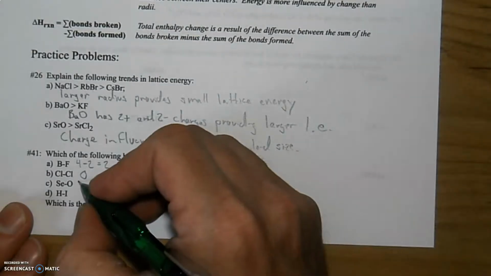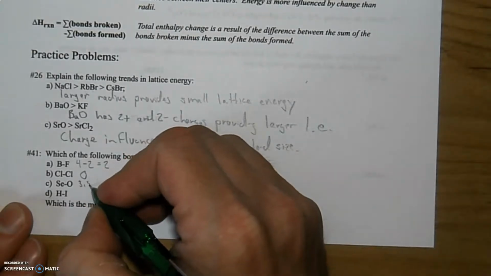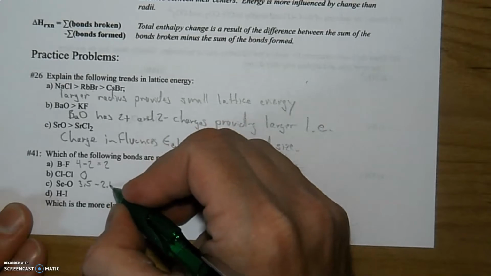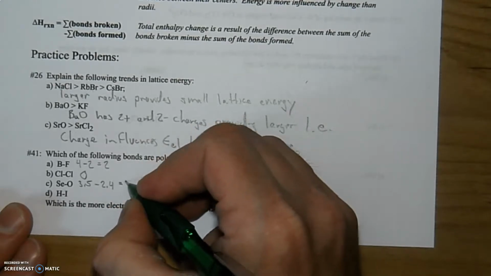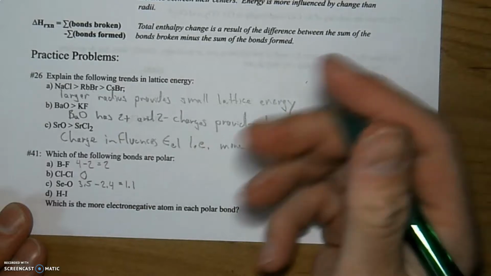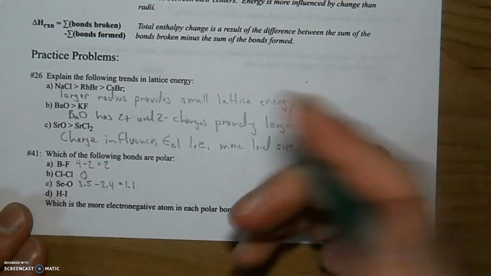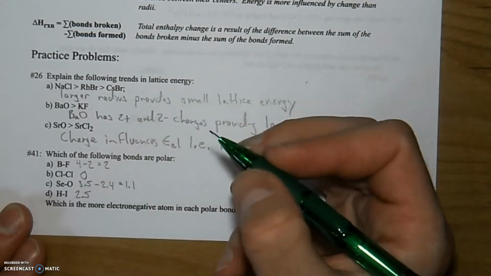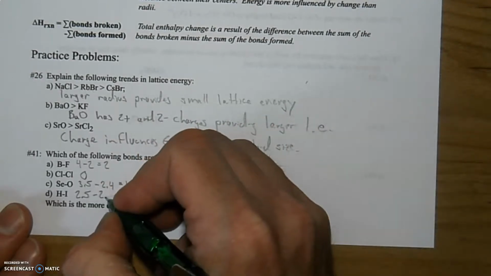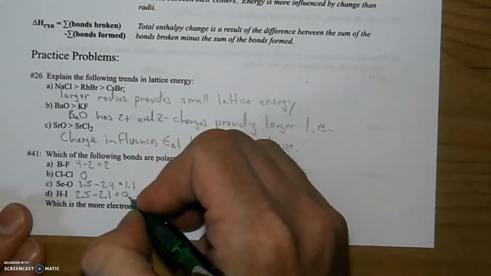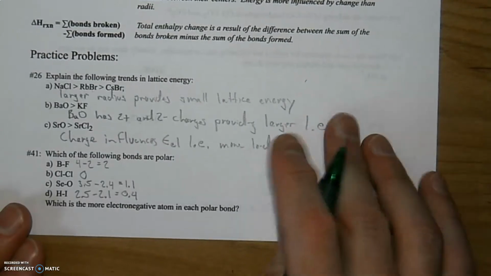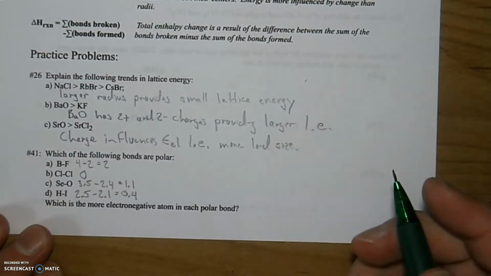Selenium and oxygen. Oxygen is 3.5. It's pretty electronegative. Selenium is 2.4. And the difference is 1.1. So again, that would be polar covalent. I'm not too worried about that. It just is. This one is 2.5 minus 2.1, giving us 0.4 right on that edge. It's not a very polar bond, so it's shared fairly equally.